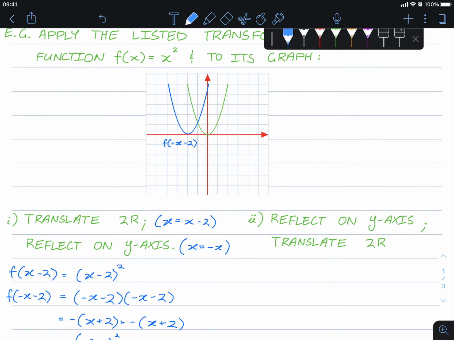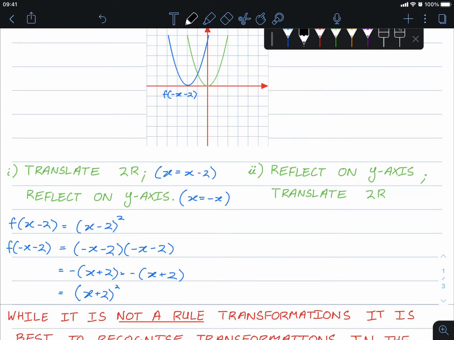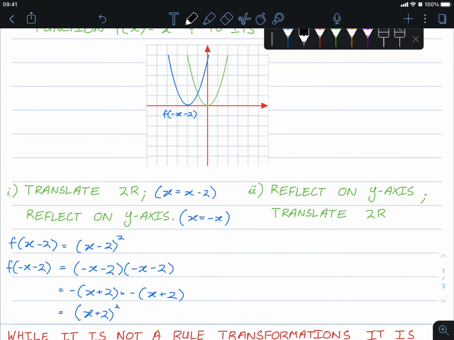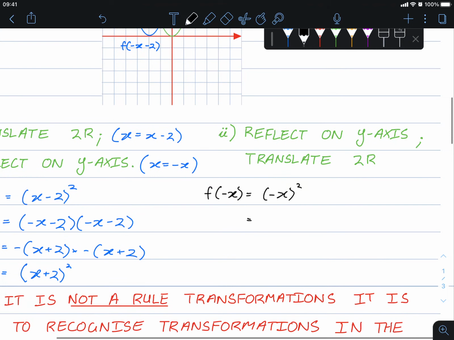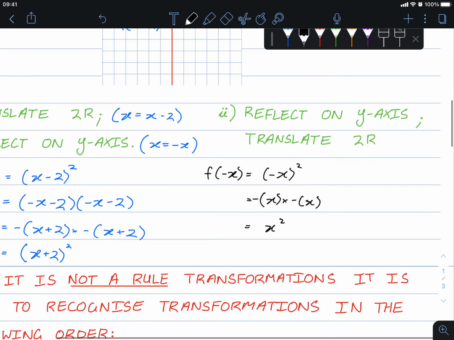Just to demonstrate now, let's do the exact same transformation, the same reflection, and the same translation, but in different orders. Let's do this one in black. Let's do the reflection first. The reflection is f of minus x. That's just negative x squared. Well, if we were to expand this, that'll just give us negative x times negative x. That's still just x squared. And then the translation, 2 to the right, that's f of minus x minus 2.